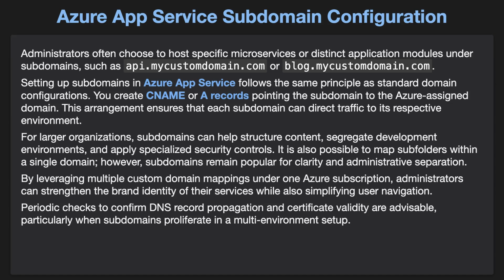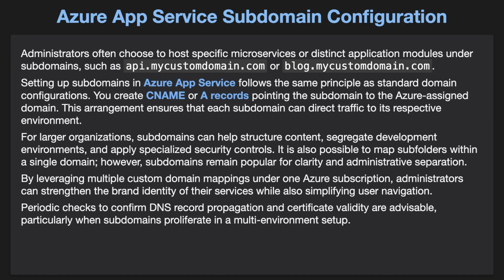For larger organizations, subdomains can help structure content, segregate development environments, and apply specialized security controls. It is also possible to map subfolders within a single domain. However, subdomains remain popular for clarity and administrative separation. By leveraging multiple custom domain mappings under one Azure subscription, administrators can strengthen the brand identity of their services while also simplifying user navigation. Periodic checks to confirm DNS record propagation and certificate validity are advisable, particularly when subdomains proliferate in a multi-environment setup.